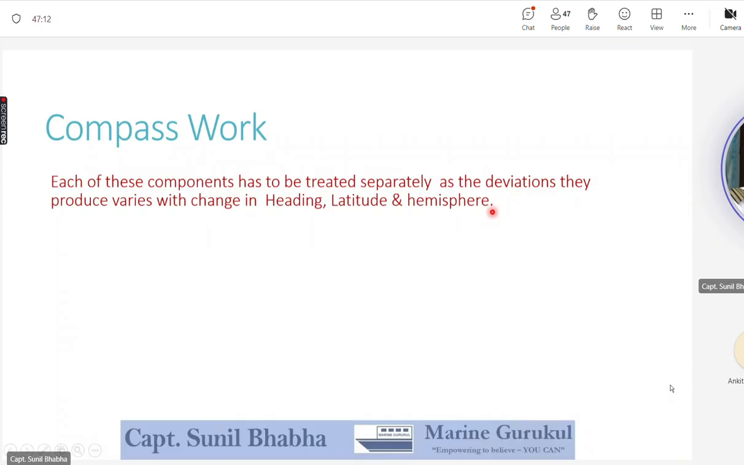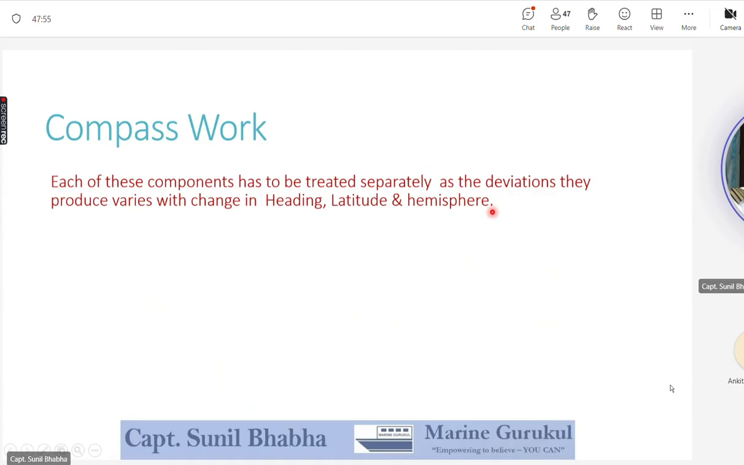When the heading of the ship changes, it is possible out of these 6, some of the components may be changing, whereas some may remain fixed or constant. It may happen with change in latitude also, it may happen with change in the hemisphere also. So since all of them are changing differently from each other, they have to be compensated differently in such a way that as and when the components of the magnetism change, our correction also changes in the same way. Because whatever correction we do to our compass, that correction should be able to cancel out these components in any condition.